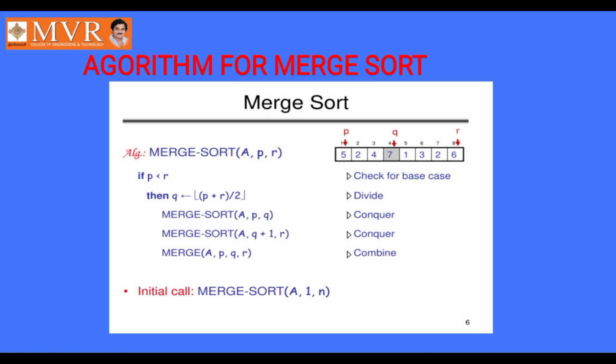See here, merge sort A, P and Q. Merge sort A, Q plus 1, R. Merge A, P, Q and R.